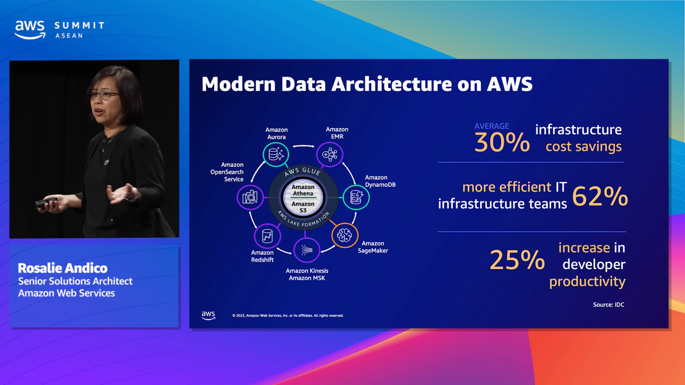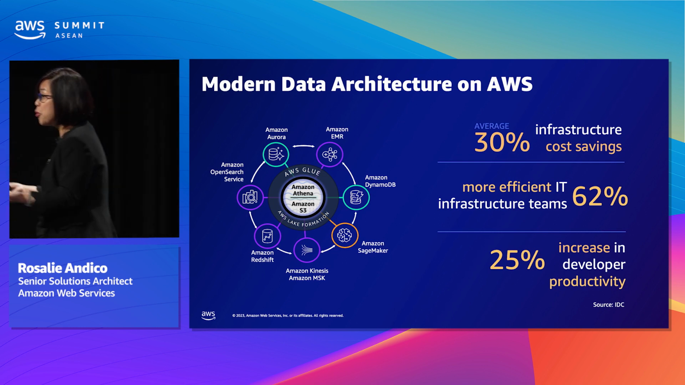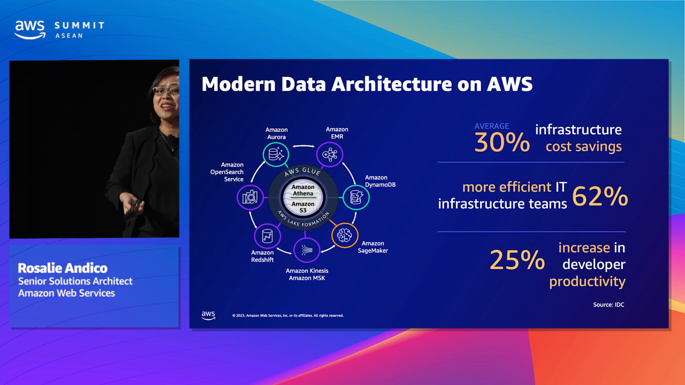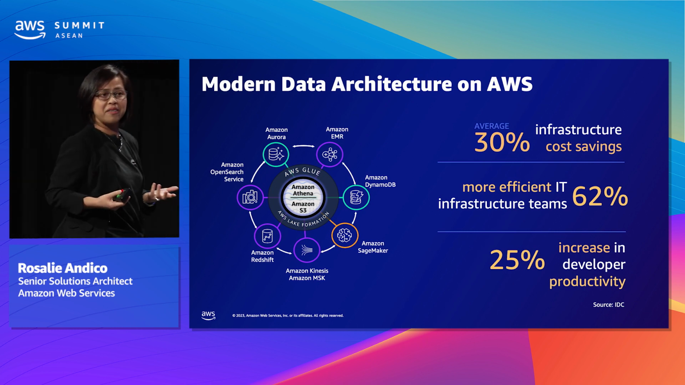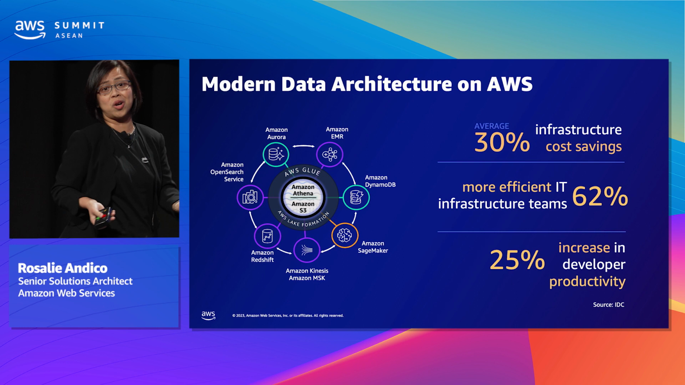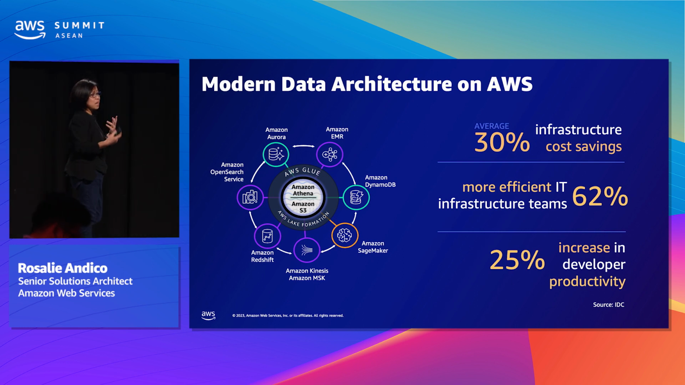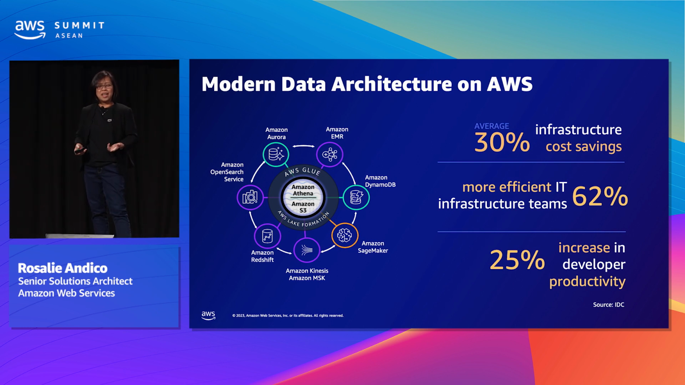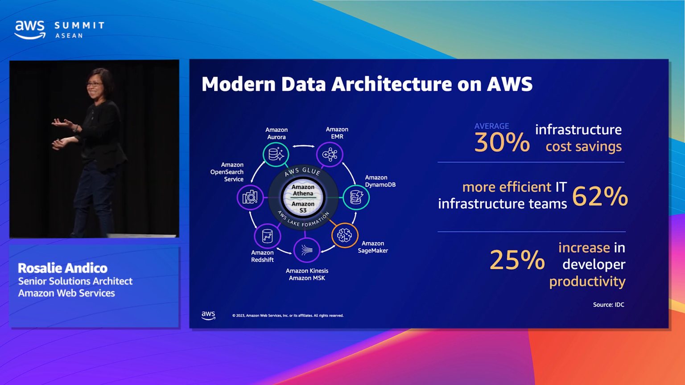There's actually a study on this of enterprises who have moved to AWS. They achieved, on average, a 30% cost savings. And the same study also projects that IT infrastructure teams are 62% more efficient, and application developers can be 25% more productive. Now, many organizations around the world, such as MSD, who will be sharing today, have experienced improved business outcomes. So stay tuned until the end of the presentation.